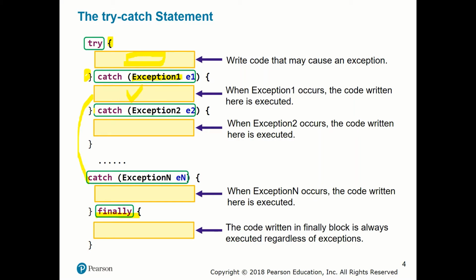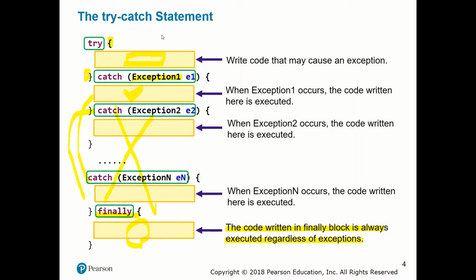Then all the rest of the catch statements will be ignored. This will be executed, and then all the other catch statements will be ignored. And the finally block will be executed. The code written in the finally block is always executed regardless of exceptions. So the finally block will be executed.